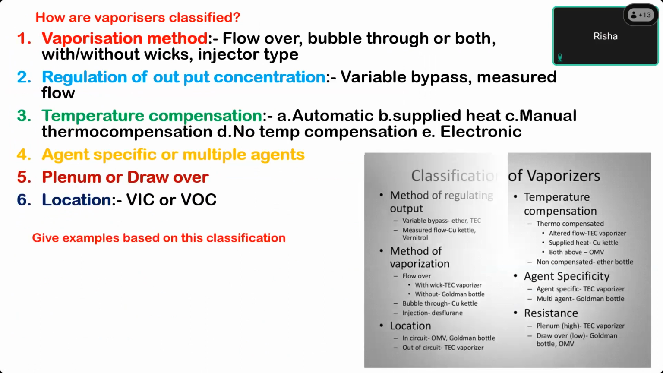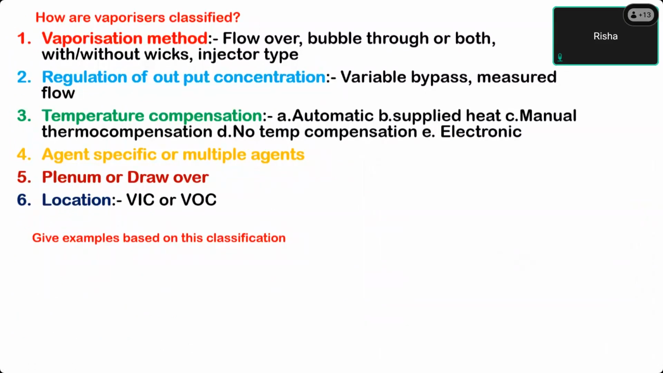So, vaporizer inside the circuit is what we use nowadays, sir. Vaporizer inside the circuit is what you are using. How do you say that? Outside the circuit. It is all on the back bar, isn't it? Yeah, outside. It is all outside the circuit.